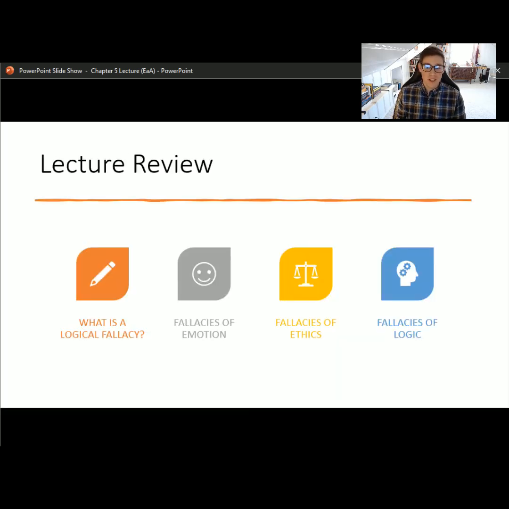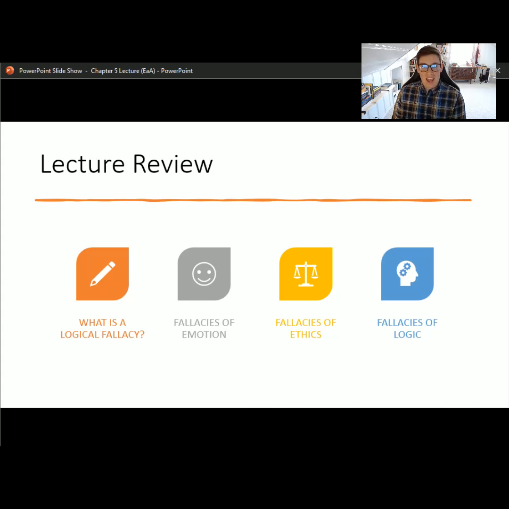So in review, this was a rather short lecture. We went over what a logical fallacy is, 3 types of fallacies of emotion, 3 types of fallacies of ethics, 3 types of fallacies of logic. Ultimately, what you want to do is use your newfound understanding of logical fallacies to think more critically about arguments. Not just other people's arguments, your arguments. To really think about what you're saying and if it is structurally sound.